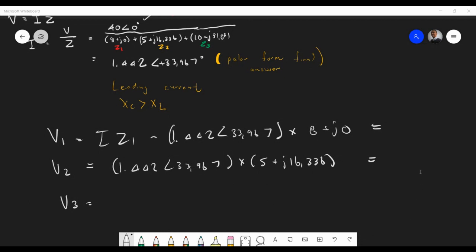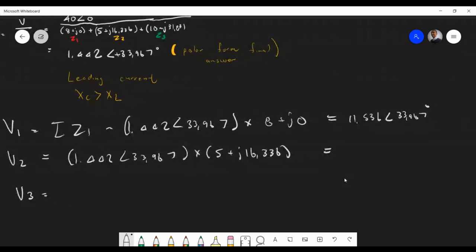Let's see. For the first one, we have 11.536 at the same angle. Fantastic, Mr. Casimiro. I think this guy has a bright future. That should be right. 11.536 at 33.969. That's the first voltage. Now the second one.